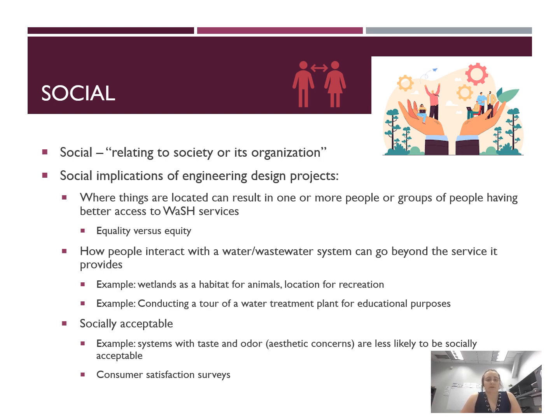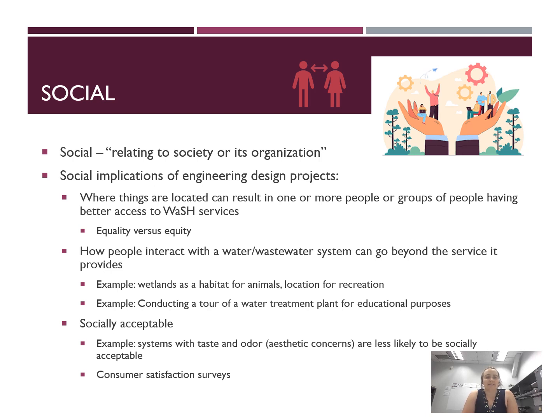People can also interact with water and wastewater systems beyond the service that it provides. So thinking, for example, of constructed wetlands, they're not only a habitat for animals, but can potentially be a location for recreation. So there are other implications of some of our designs. One example that I really like that's been talked about in our senior design class this semester is having tours of water treatment plants for educational purposes. That's a social implication of making a design a very specific way, making something very accessible so that people can interact with it and have a little bit more communication between the community and the design that we have.